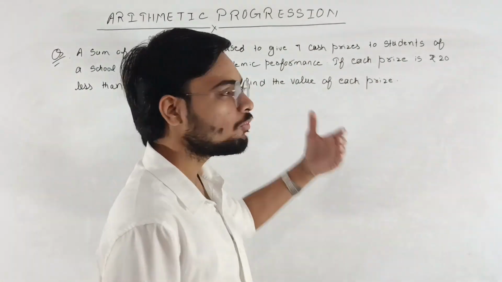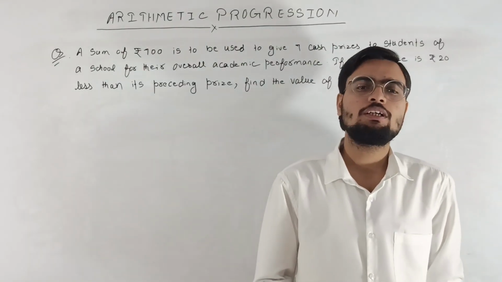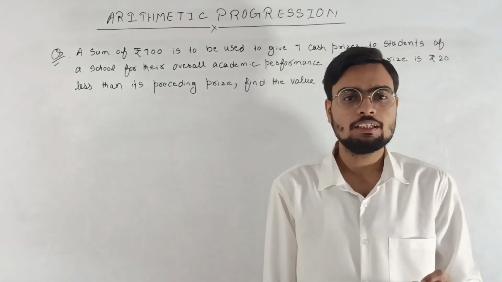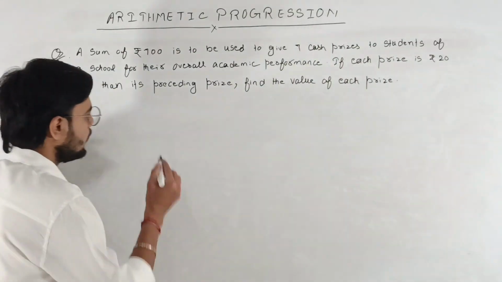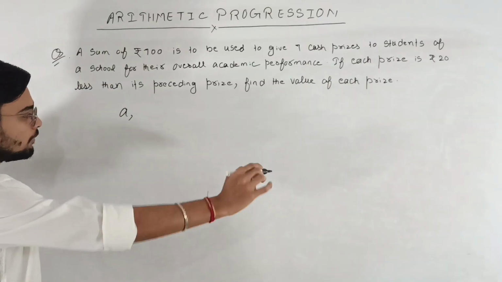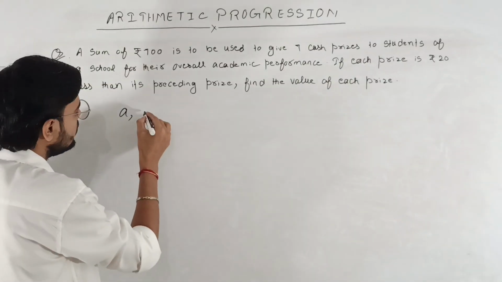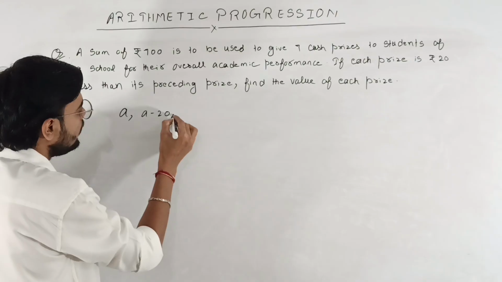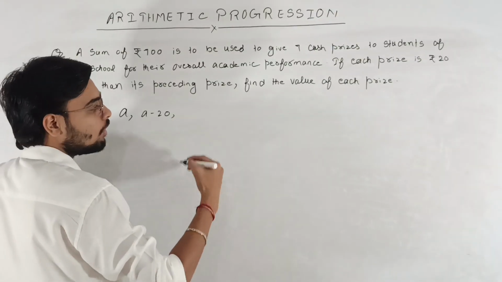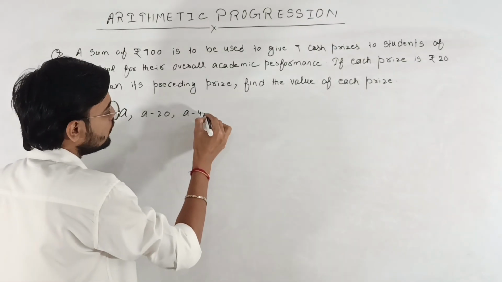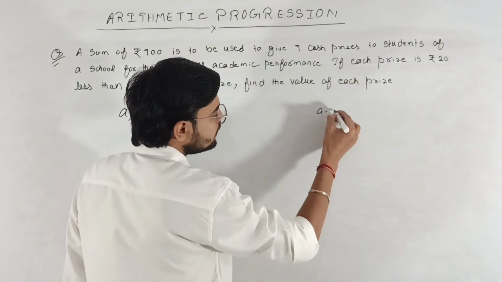Okay, then we have to find the value of each prize. Now look, suppose the student who gets the first prize, the value of the first prize is a. Then the student who got the second prize, which is 20 less, gets a minus 20. Similarly, the student who got the third prize gets a minus 40.